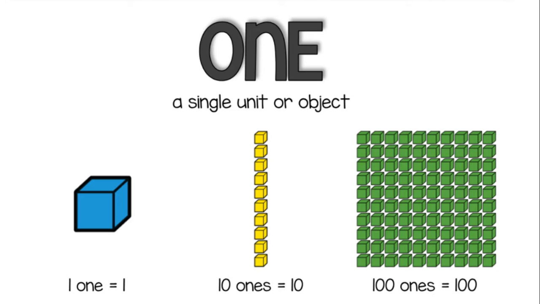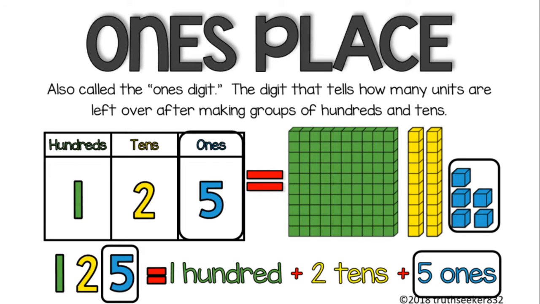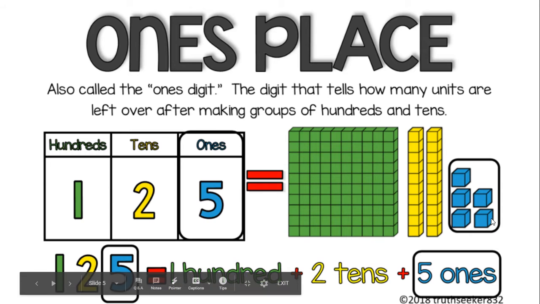1 is a single unit or object. 1 equals 1. 10 ones is the same as saying 10. 100 ones is the same as 100. Ones place is also called the ones digit, the digit that tells how many units are left over after making groups of hundreds and tens. The ones place is circled here, and that's what's left over after they made the groups of 100s and 10s. There's 5 ones left over.